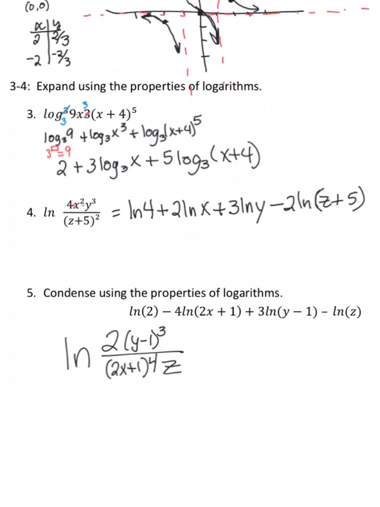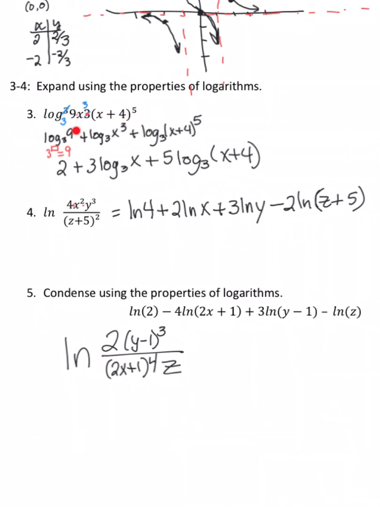So remember, the log is the exponent, so if I'm multiplying, I always add my exponents. So we need to see this as 9 times x cubed times blob to the 5th. So I'm going to have log base 3 of 9 plus the log base 3 of x cubed plus the log base 3 of blob to the 5th.